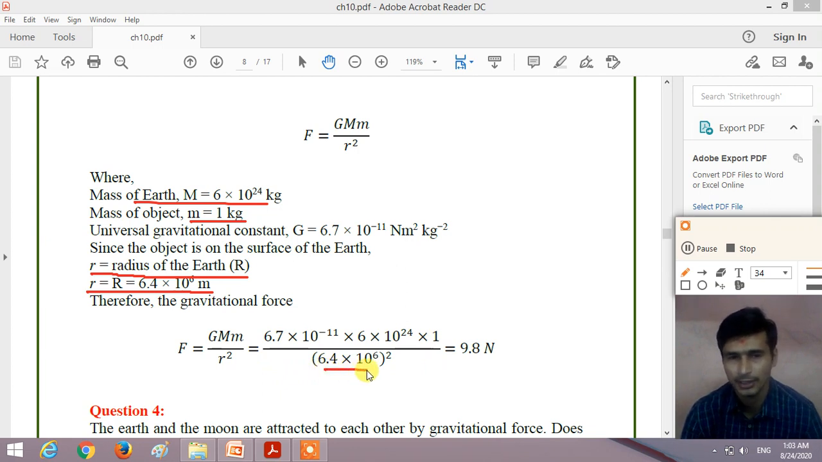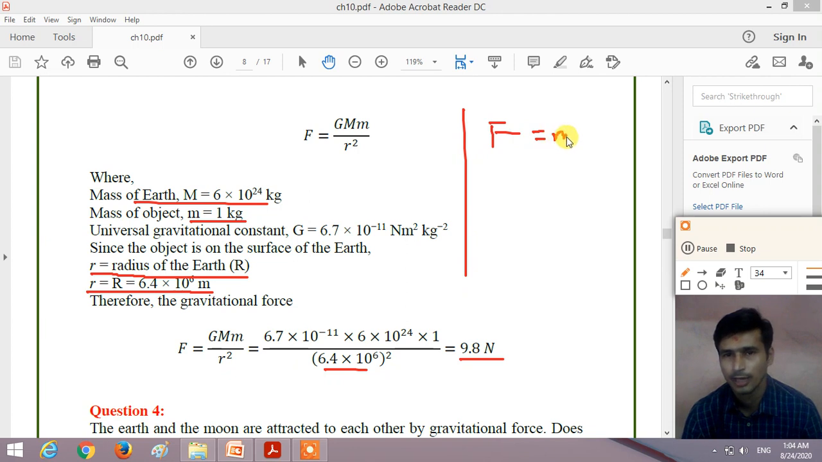If you calculate this, first calculate the power of 10: minus 11 plus 24 and minus 12. We get the 10 raised to that power, and if you multiply and divide, we get the answer 9.8 Newton. So dear student, the gravitational force acting on the object of mass 1 kg is 9.8 Newton.